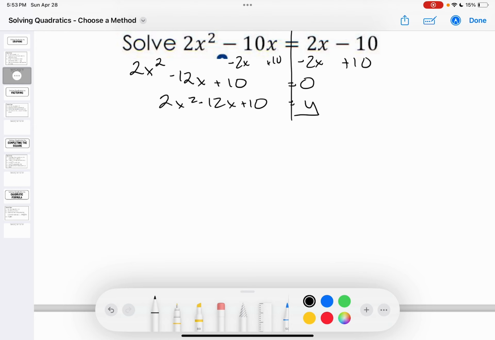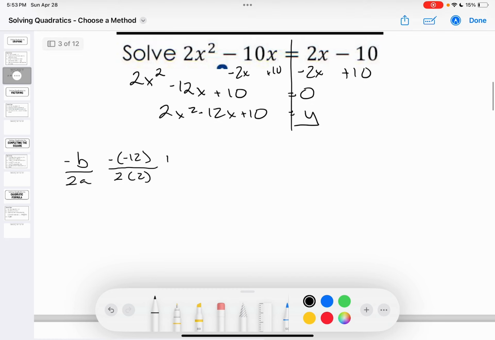And so, we'll look for the axis of symmetry, which will be negative b over 2a. Our b value is negative 12. Our a value is 2. So that would be 12 over 4, or 3. So that's our AOS, x equals 3. And that gives me kind of a starting point in my table.